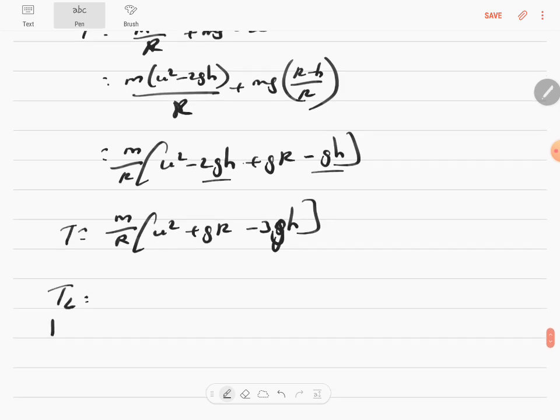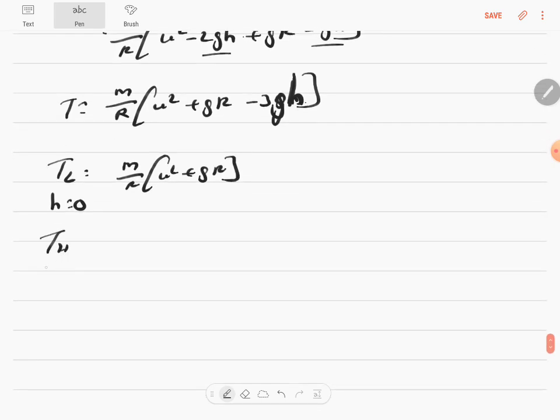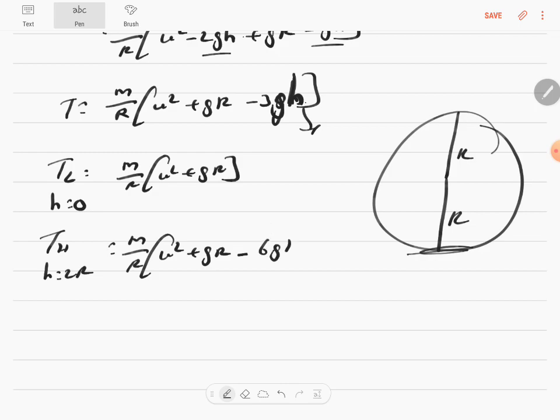At the lowermost point, height is equal to 0, h is equal to 0. So tension at the lowermost point will be m by r into u square plus gr. Tension at the highermost point, where h is equal to 2r, at the highermost point it will be r into the total height, so 2r. If you substitute h as 2r, you get m by r into u square plus gr minus 6gr.